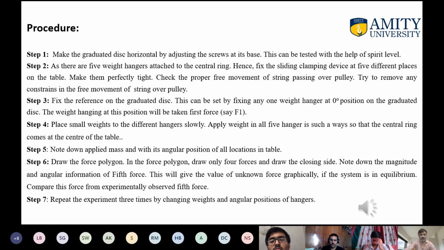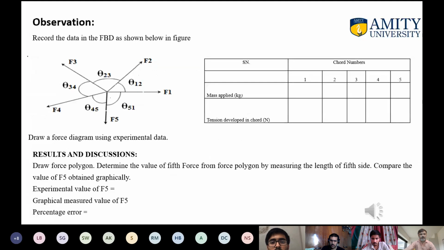Sir, how to perform this experiment? Sir, please tell how to draw the force polygon. In the next section, we will. This is the observation of the experiment.